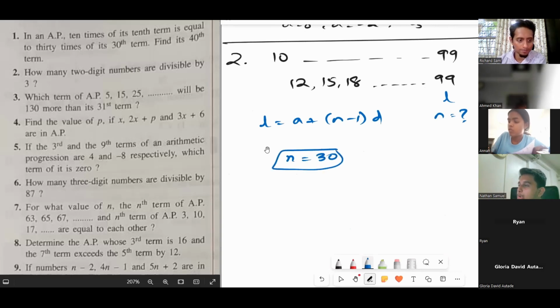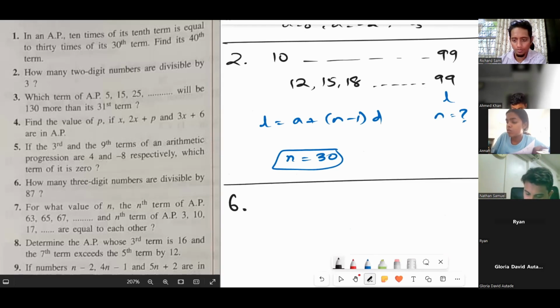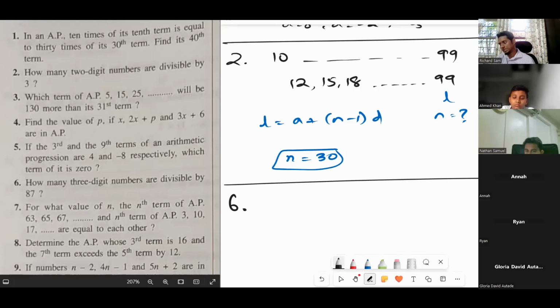Same like this, do the sixth also. See the sixth one, little bigger numbers now. It is all 3-digit numbers instead of 2-digit numbers. And the question is how many 3-digit numbers are divisible by 87? We don't know 87 tables. In the second question, we just needed to know 3 tables, right?